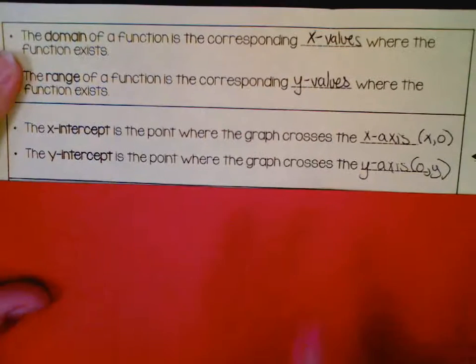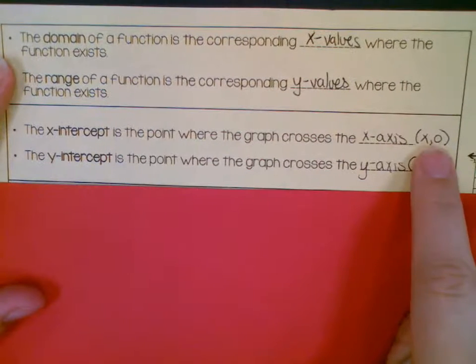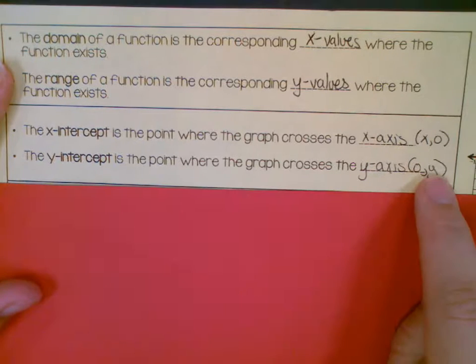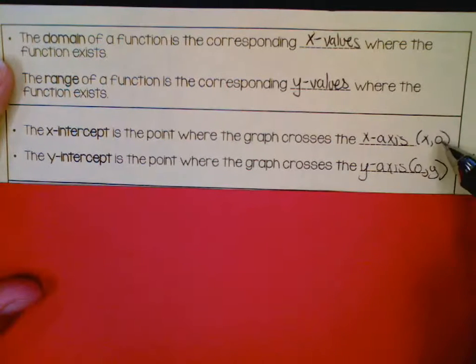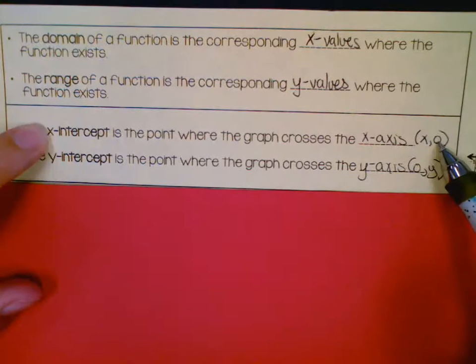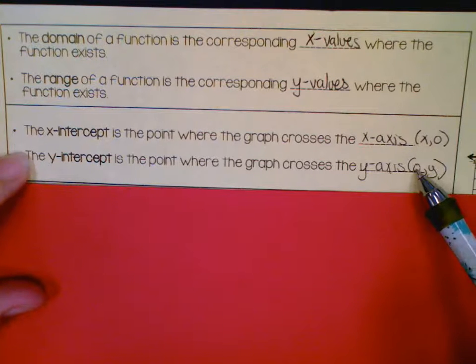Intercepts we've done for a long time. So the x-intercept is when it crosses the x-axis, and the point would be at that x number and 0. And for y-intercepts, it's always 0 for x, and then you'll have your y value. So they switch where the zeros are. So x-intercept is 0 for y. Y-intercept is 0 for x.